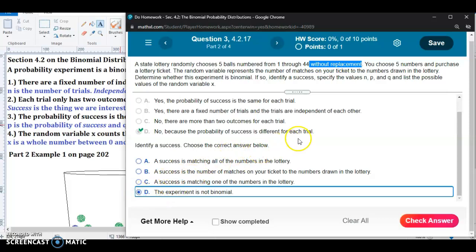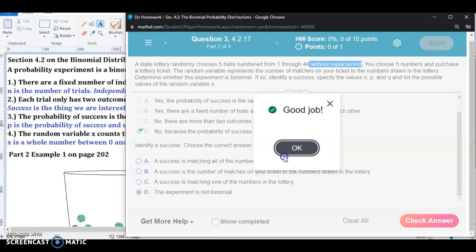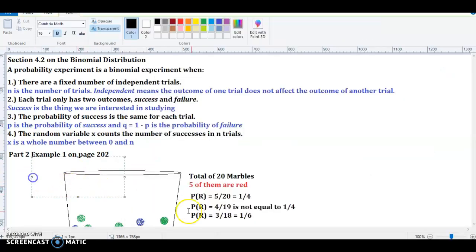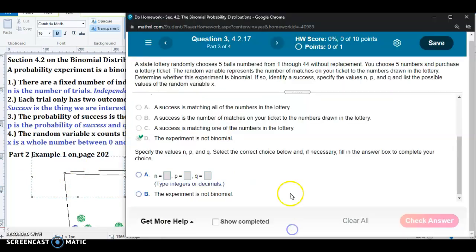Okay, but if this was a binomial probability experiment, then the success would be matching a number that is drawn from the lottery. But this is not even a binomial experiment. So don't confuse the example I went over in the book with the example that we're now working on.